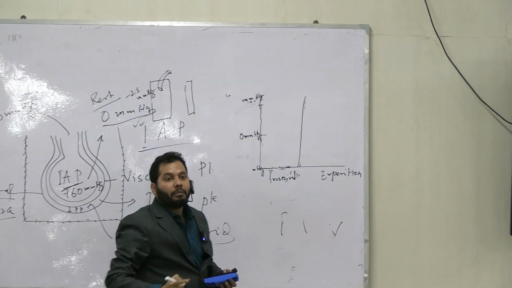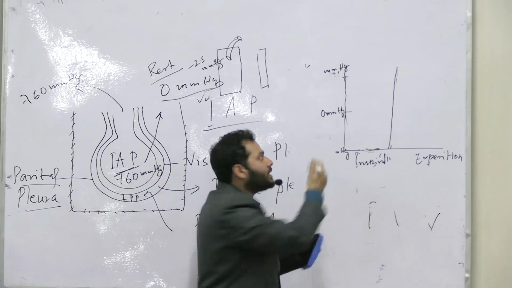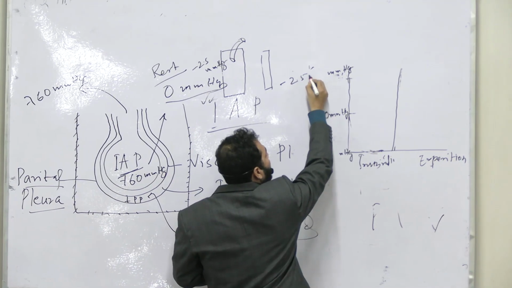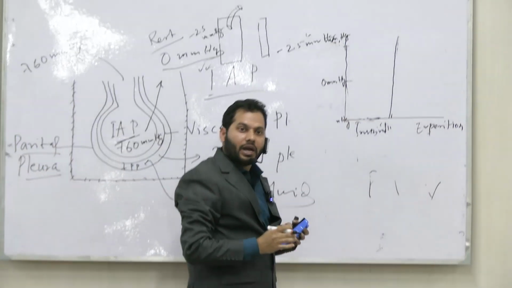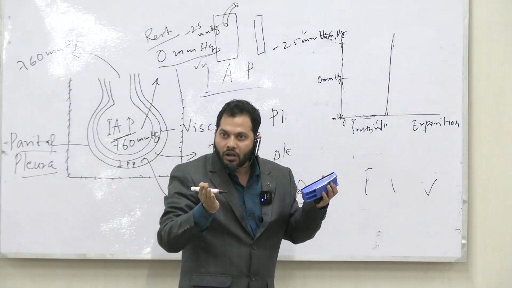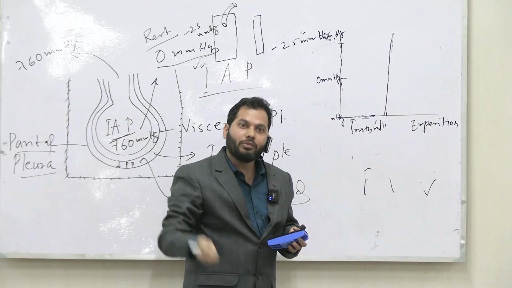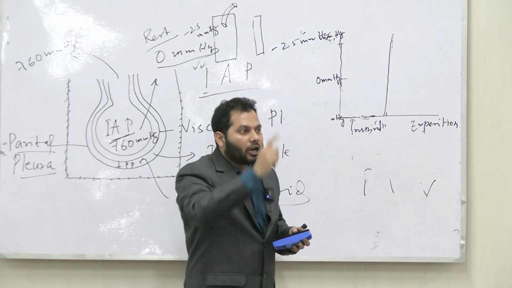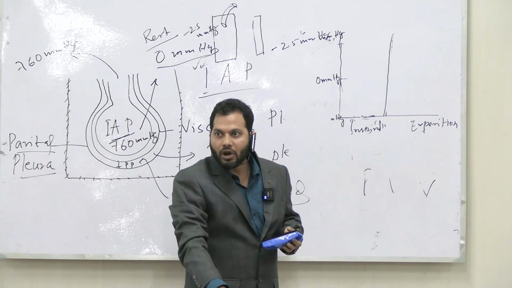Now see, so what is the pressure at normal state in the pleural space? This is minus 2.5 mmHg, right? And it is due to increase in the volume. So according to Boyle's law, if there is an increase in the volume, there will be changes in the pressure. Pressure will fall down.